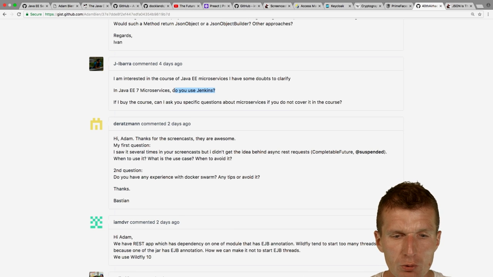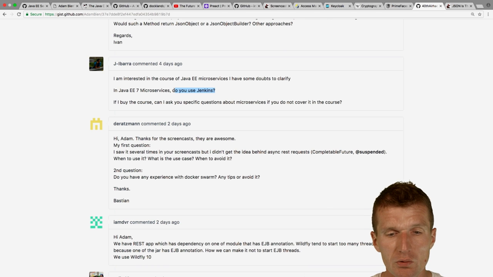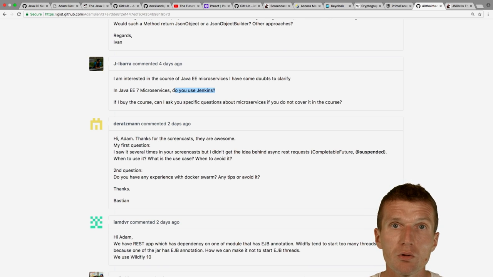Whether I use Jenkins, absolutely. I use Jenkins 2.0 with pipeline as code. All my microservices are deployed with Jenkins 2.0, so it works well.